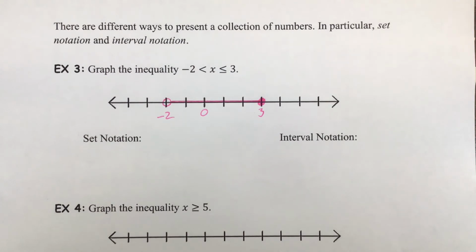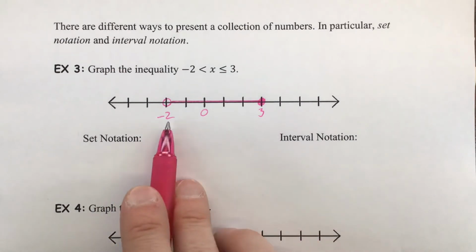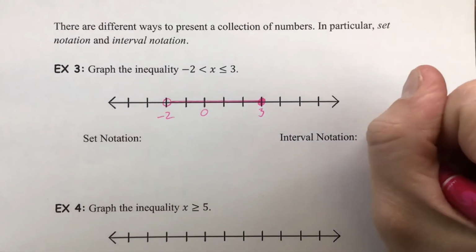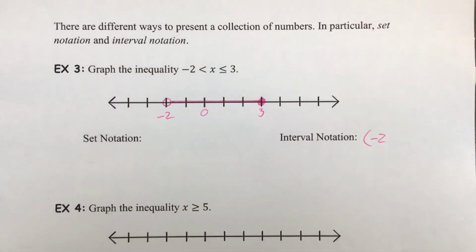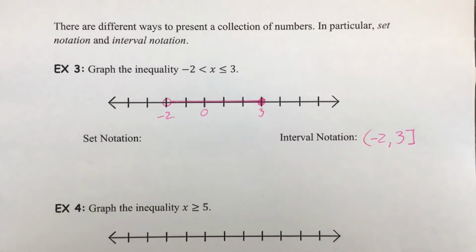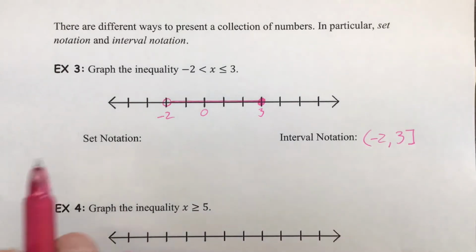All right, so let's talk about interval notation first, because we've already looked at that a lot. We have values that go from negative 2 to 3, but it's going to be open at negative 2. So in interval notation, you're going to have parentheses, negative 2 for the open interval, to 3, closed bracket. And that's it. And to be honest, if you get used to this notation, this will be preferred over set notation.